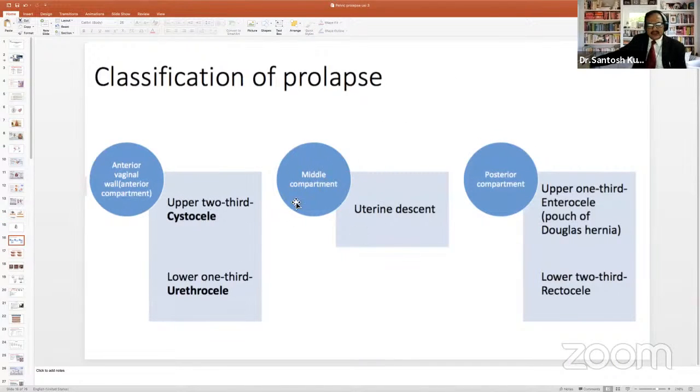Now, the classification of prolapse. Anterior vaginal wall prolapse is known as anterior compartment prolapse, in which cystocele and urethrocele can occur. In cystocele, the patient will have voiding difficulty and the bladder is coming down into the vagina. In urethrocele, the patient may have stress incontinence and sometimes urge incontinence also. In the middle compartment, prolapse is uterine descent, and posterior compartment prolapse is enterocele and, lower down, rectocele.